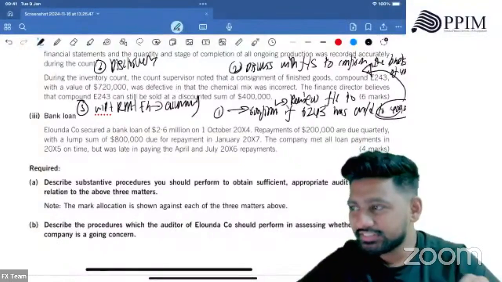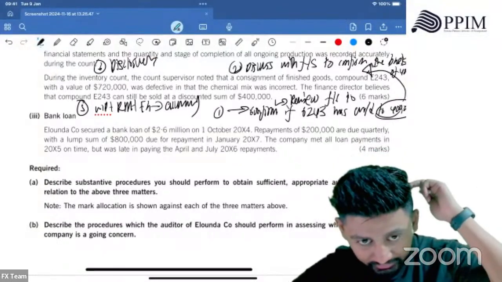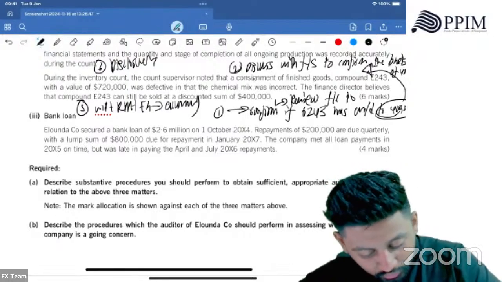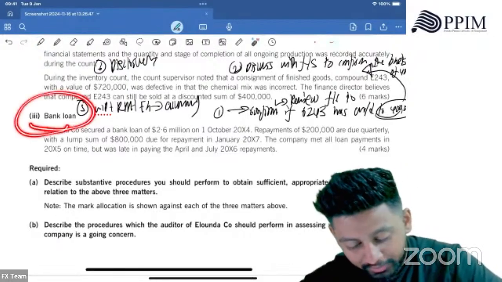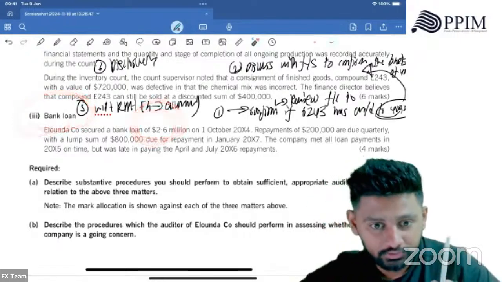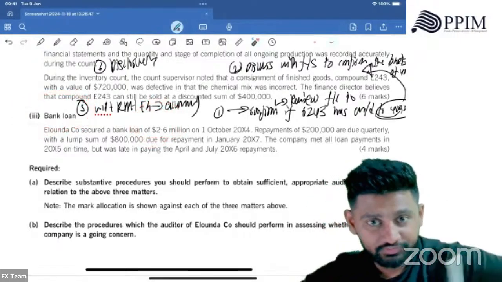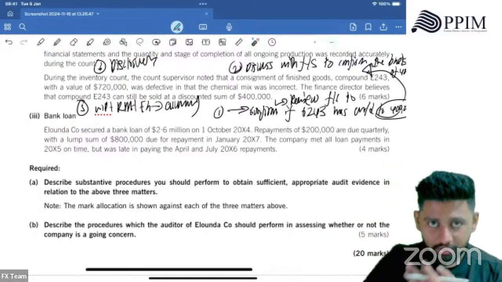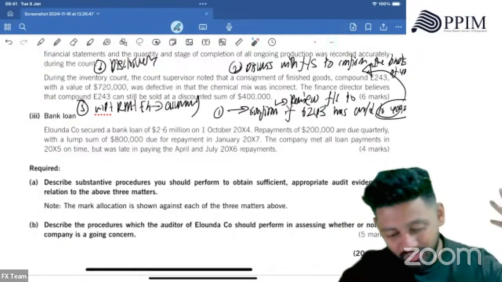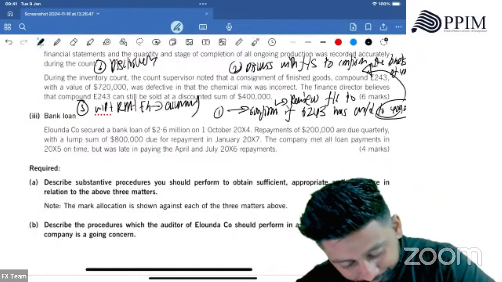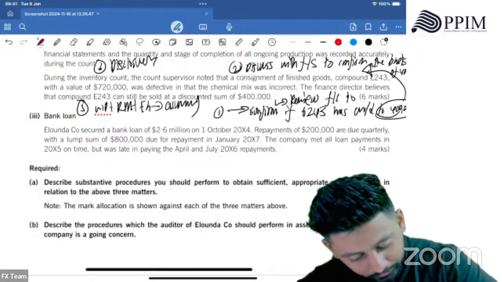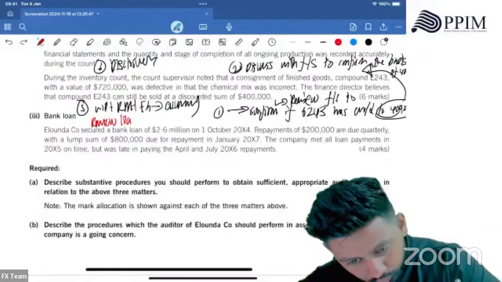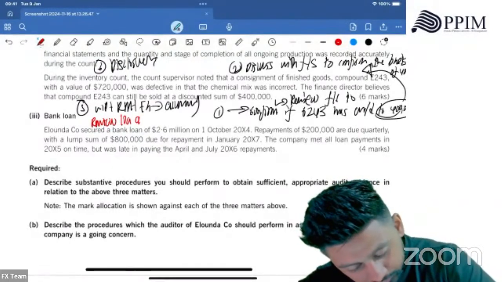Okay, let's keep it very simple. He secured a bank loan of 2.6 million on 1st of October 2014. Now you're going to give substantive procedures for the bank loan. You're borrowing 2.6 million. So if you're taking a loan, there'll be an agreement. So as an auditor, you can always go back and review the loan agreement.